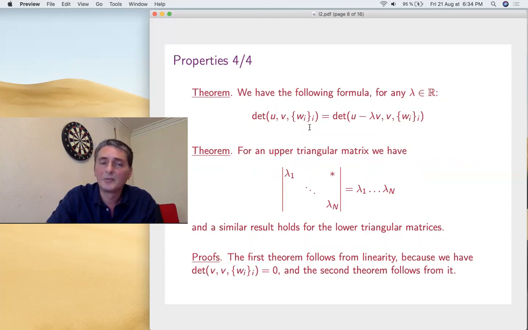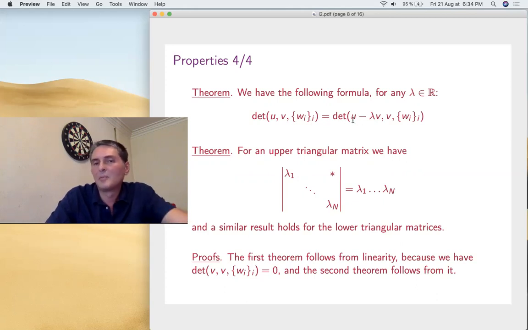Well, this is something useful which follows from what we did. So I take a matrix once again. First column vector, second one, and then some other guys. And I can always subtract from the first column the second column multiplied by lambda, same determinant.